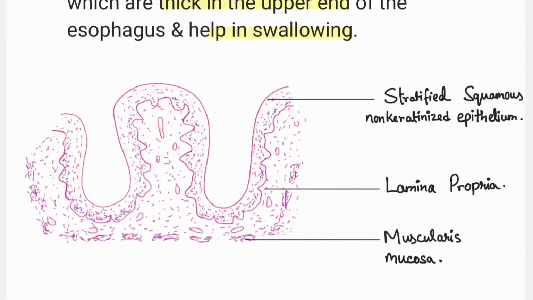So this is the stratified squamous non-keratinized epithelium, the epithelium layer. After that comes the lamina propria, and then the muscularis mucosa. These are the muscularis mucosa layer.